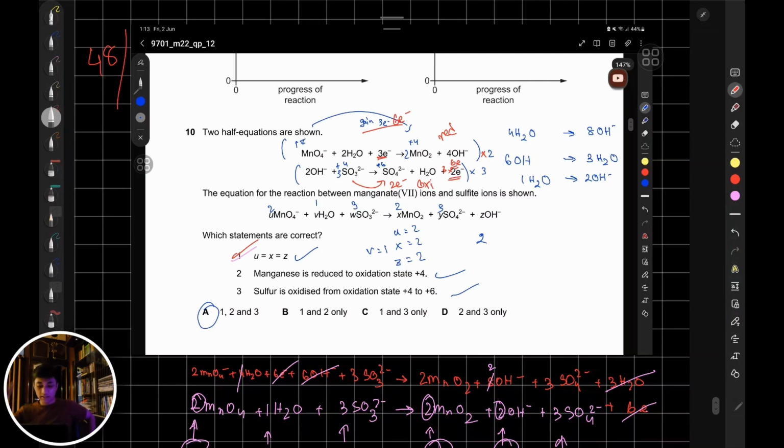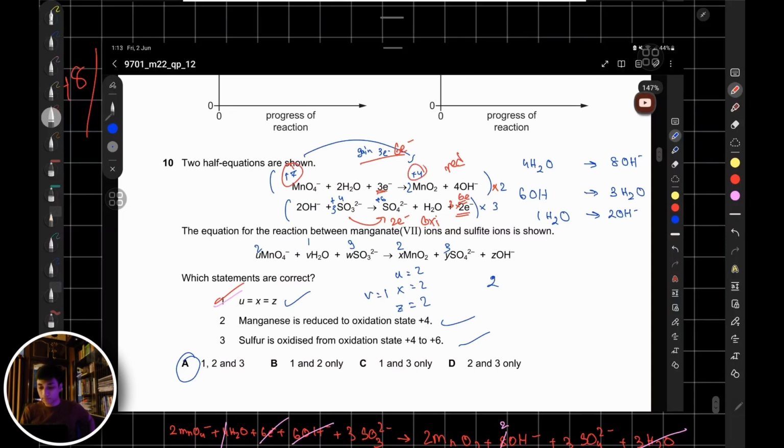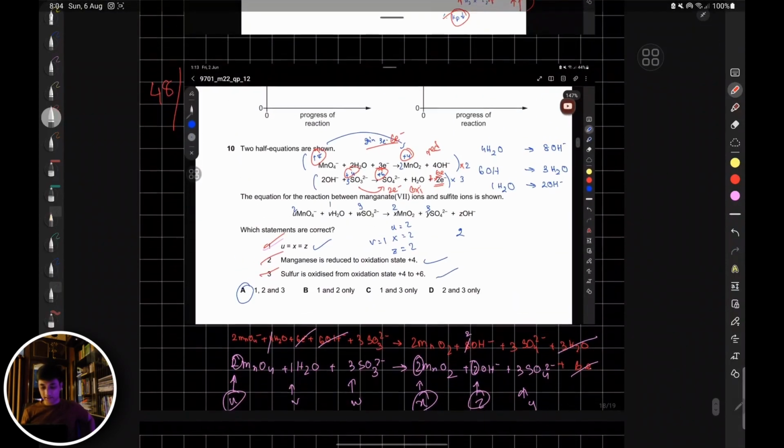Manganese is reduced from +7 to +4. So yes, it is reduced. Sulfur is oxidized from +4 to +6. Yes, it is oxidized. So that is it.